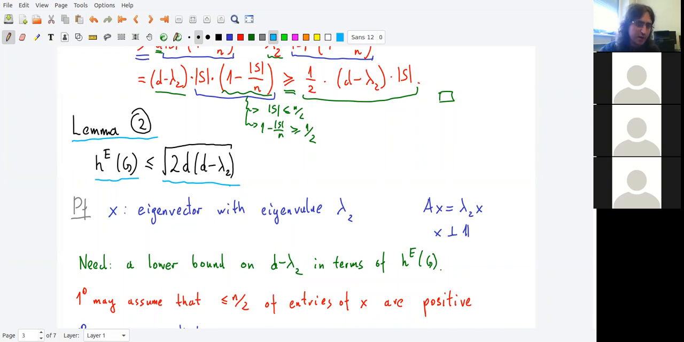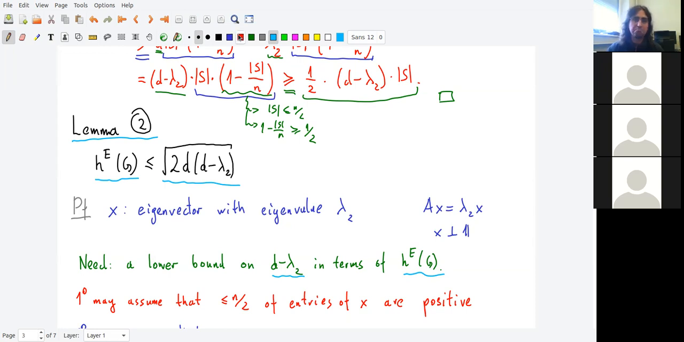So in other words, we are trying to do something reverse, in the sense that we need to prove a lower bound on d minus lambda 2, a lower bound on the spectral gap, knowing that every set in the graph expands a lot. Knowing that the edge expansion is large, we need to prove that the spectral gap must be large. So how do we do this?